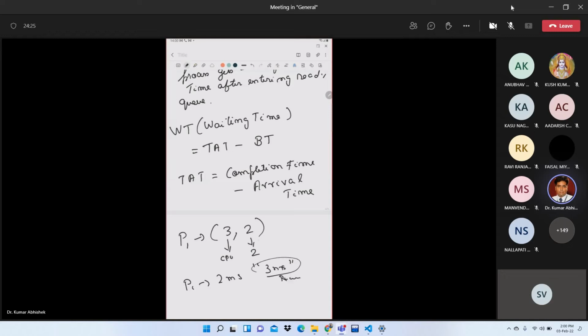And when it wants IO operation, it will again be in wait state for some amount of time, say 2 milliseconds. So what is the total waiting time? Total waiting time is around 4 milliseconds, but response time will be 2 milliseconds. Is it clear now? Yes, sir.